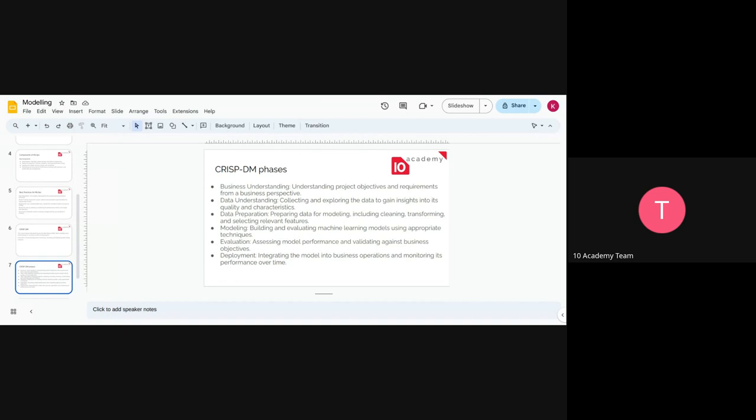Did the results you got from this model help achieve the business objective? That is the next question you're going to ask. If that's a yes, you're going to go with deployment. If that's a no, you're going to go back to the modeling part. So this is just a highlight of the CRISP-DM phases. Are there any questions here?